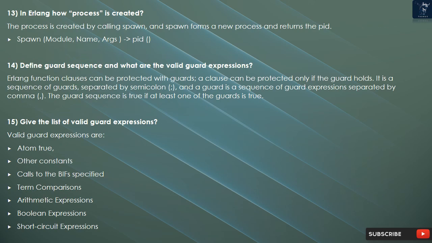15. Give the list of valid guard expressions. Valid guard expressions are the atom true, other constants, calls to the BIFs specified, term comparisons, arithmetic expressions, Boolean expressions, and short-circuit expressions.